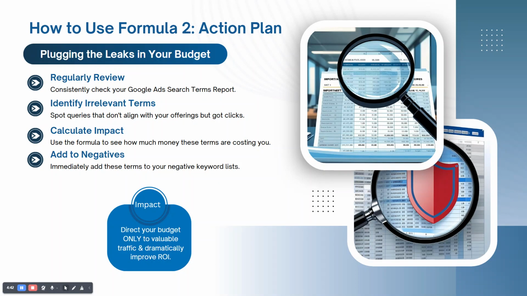So how can you use this formula? You first need to regularly review your keywords. You need to consistently check your Google Ads search term report. Then identify irrelevant terms: spot queries that don't align with your offerings but got clicks. Then calculate the impact: use the formula to see how much money these terms are costing you. Then immediately add these terms to your negative keyword list. What is the impact of this formula? You can direct your budget only to valuable traffic and dramatically improve your ROI.